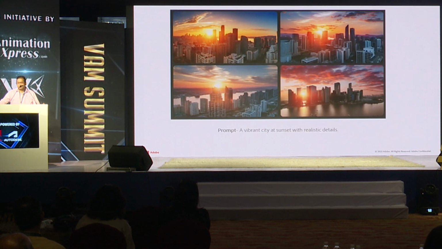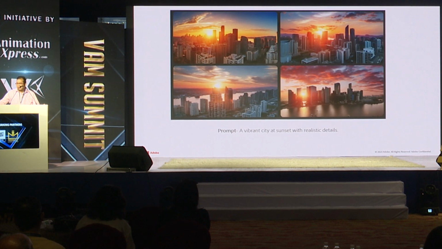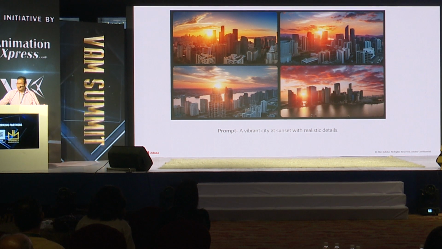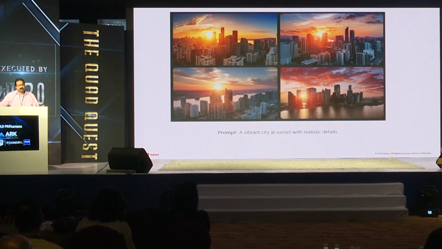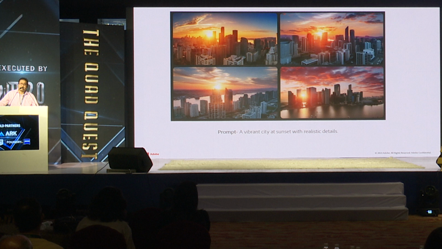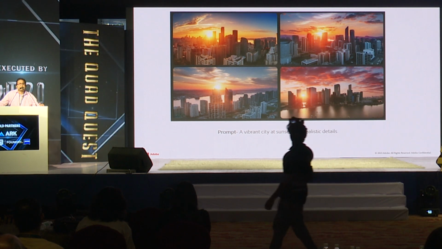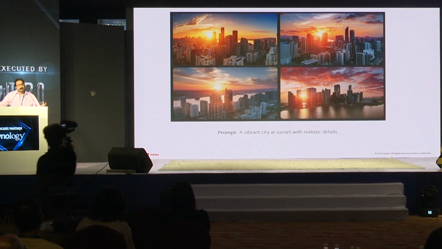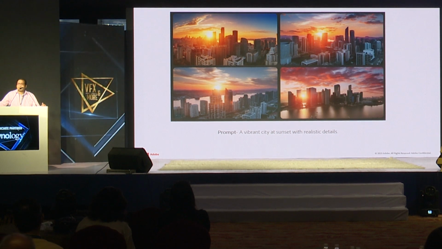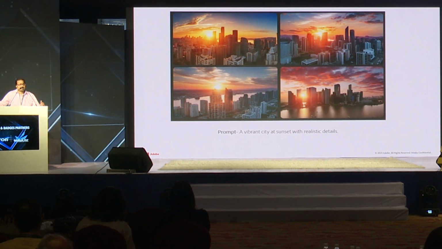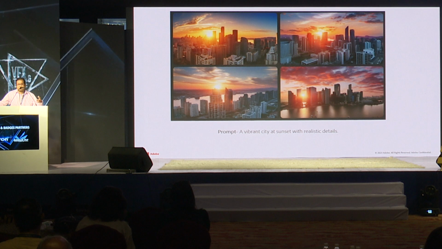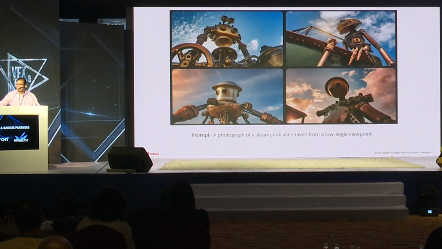So if you can see this image, I put the prompt "a vibrant city at sunset with a realistic detail." So these are the four images which I got generated. Maybe if I want to create some kind of a mood board, this will help me. Or maybe if I'm doing some location recce, these kind of images will help me.